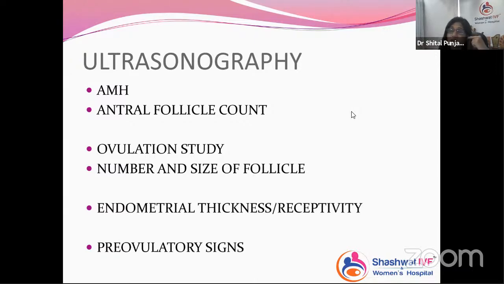A poor responder is a patient who, in a previous cycle, or by history, didn't respond to the normal dose of gonadotropin. She had not responded, then she is a poor responder. So after checking AMH and antral follicle count, we should select.